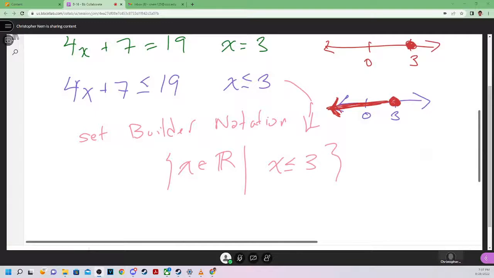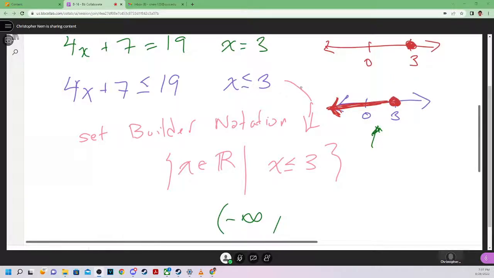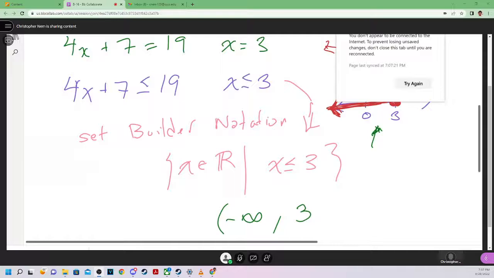Now, to write it in interval notation, from the farthest left side of your number line, you're counting all of the negative values. So you start at negative infinity. However, you're going to go all the way to the right until you stop at 3. Now, do we want to include 3 or not? In our case, we do want to include 3. So we're going to use brackets.